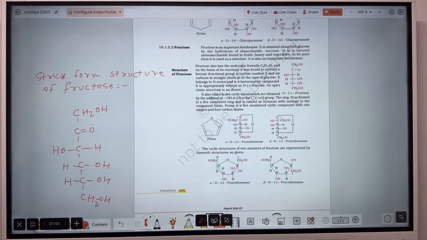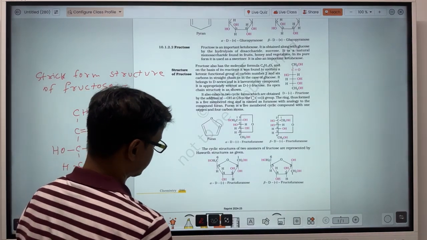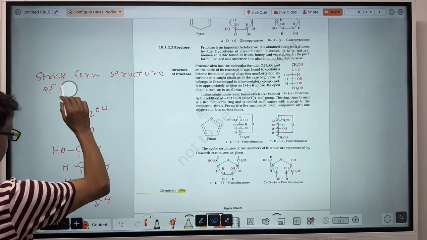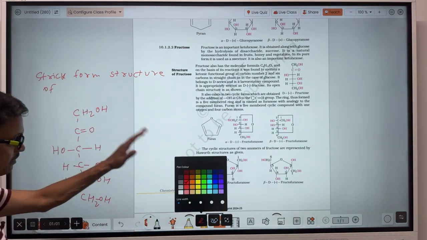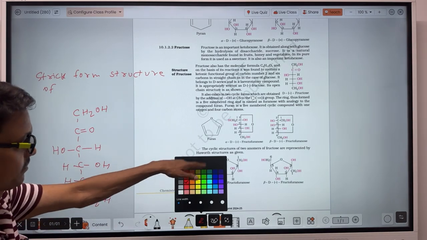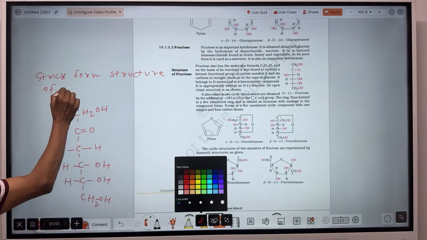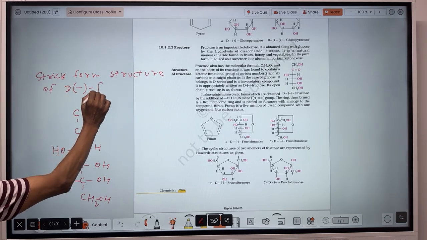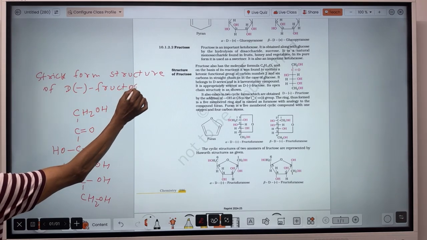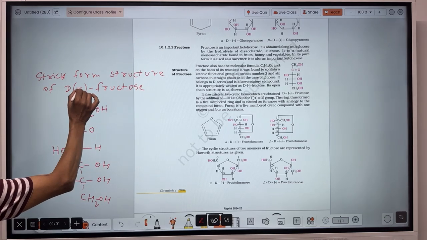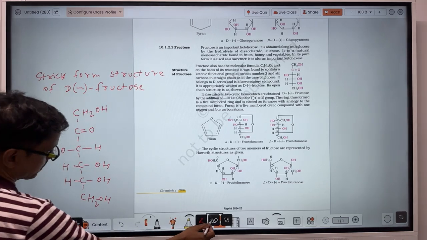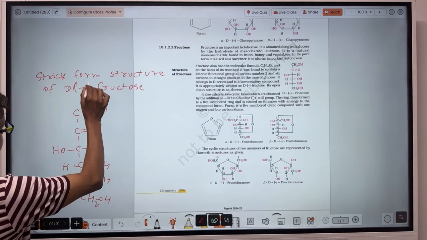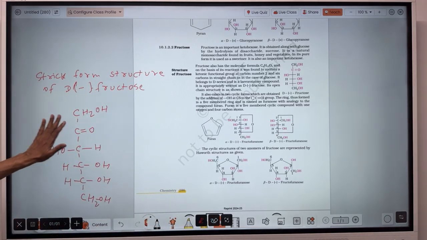Fructose is also of two types, that is alpha form and beta form, which we will indicate in the cyclic form. And here it is D minus fructose. The only difference is that fructose is levorotatory, so that's why it has been indicated by the minus sign. This is the stick form structure.